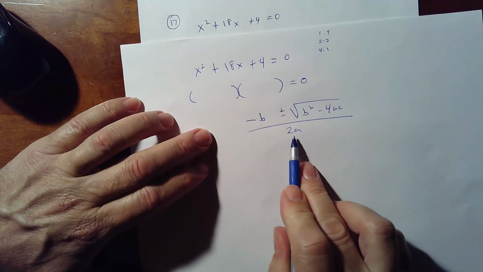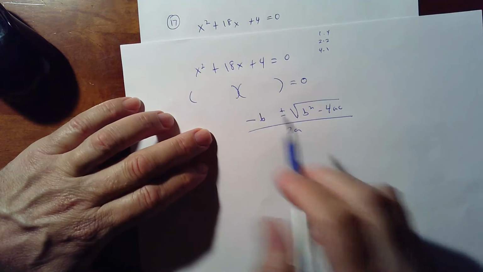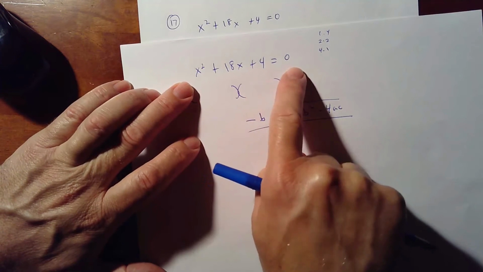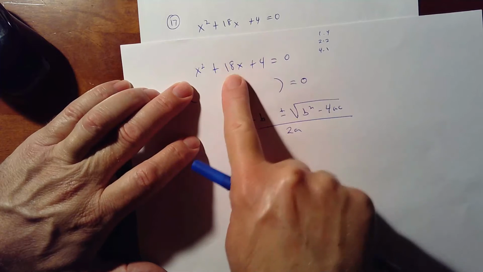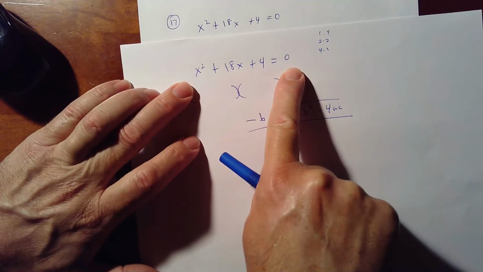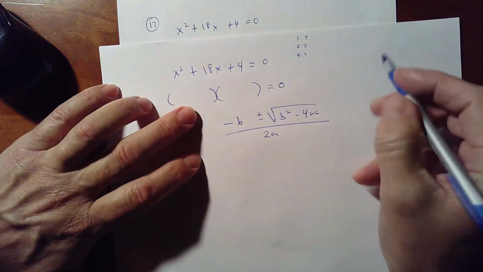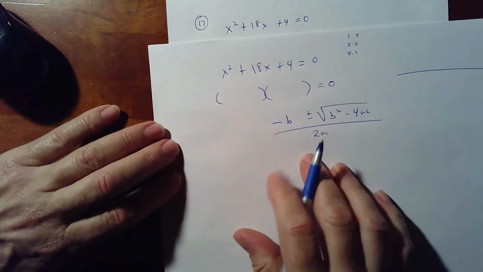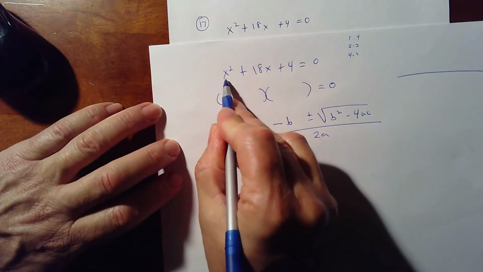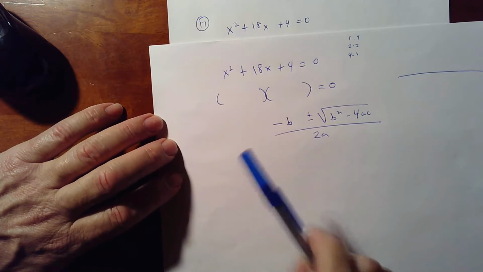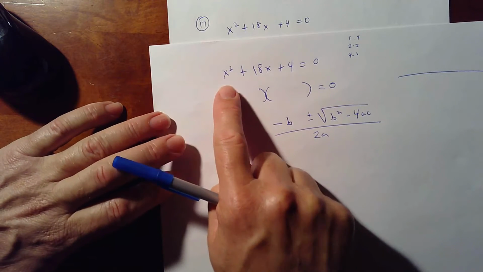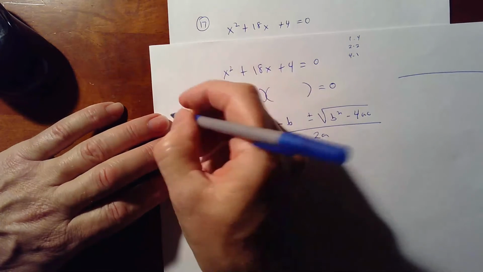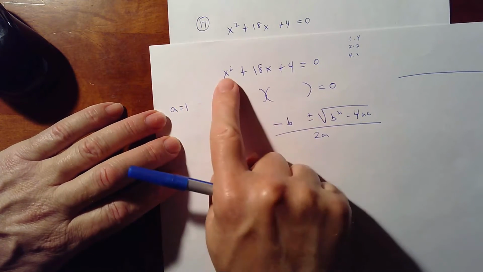Okay, and to determine these coefficients a, b, and c, we have to put the equation in standard form. That means everything's on the left-hand side of the equation, and the right-hand side is equal to 0. Let's start with the a. If we look at the notes that are posted for 11.2, the thing multiplied by the x squared is a. So in this case, a equals 1.